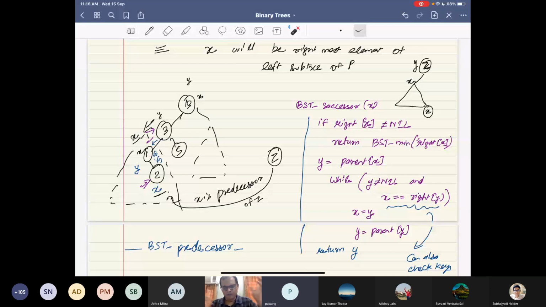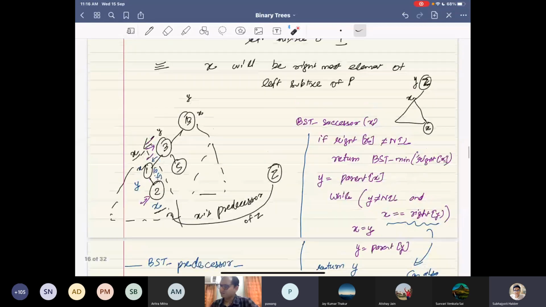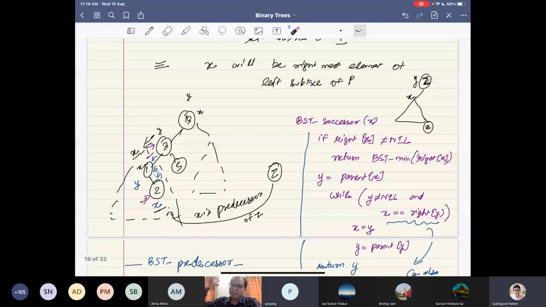What will happen if there was no successor? Then we wouldn't have found any such Y, because X would have gone up to the top of the root. Your Y will be here, and this will be your X. Then also you can return Y as null.